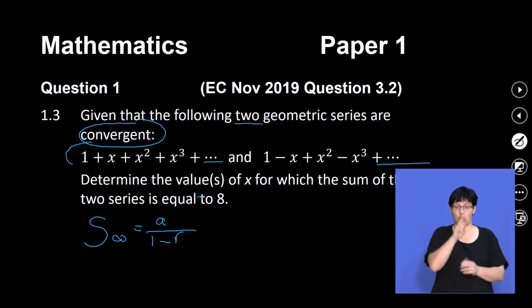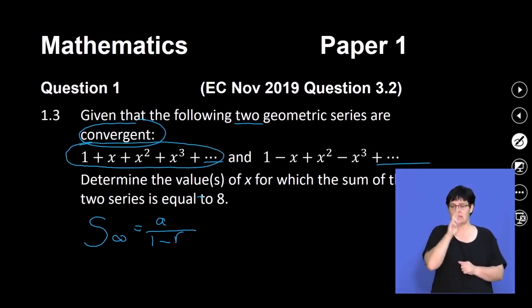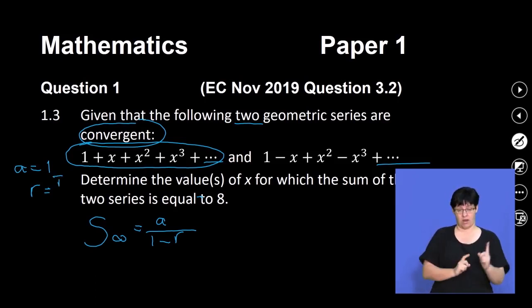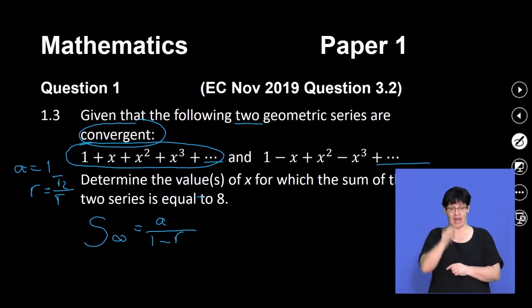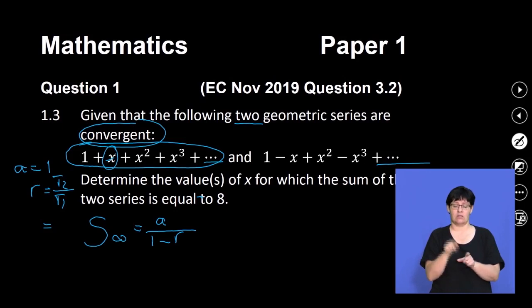If we look carefully at our first series, we can see that very obviously a is equal to 1. To get our ratio, we could probably just get it by looking at this one, but just to be sure, let's take term 2 and divide it by term 1. That is x over 1, which is equal to x. So therefore, our ratio is equal to x.